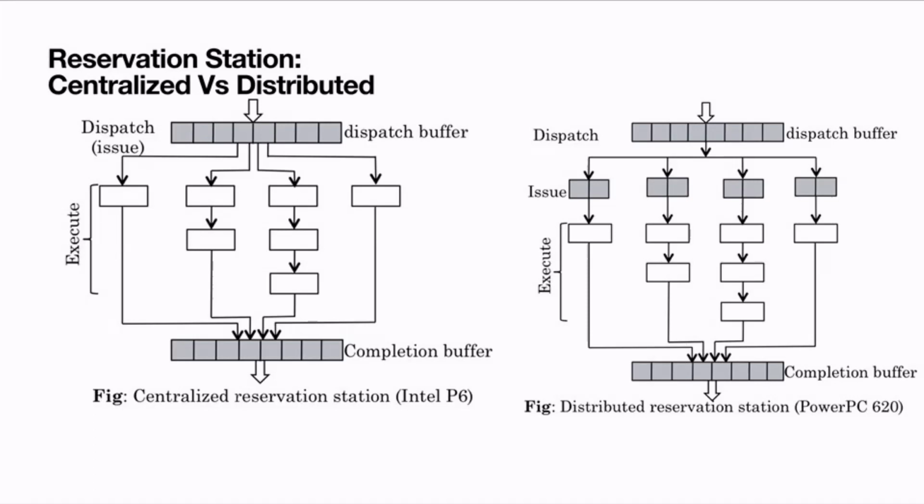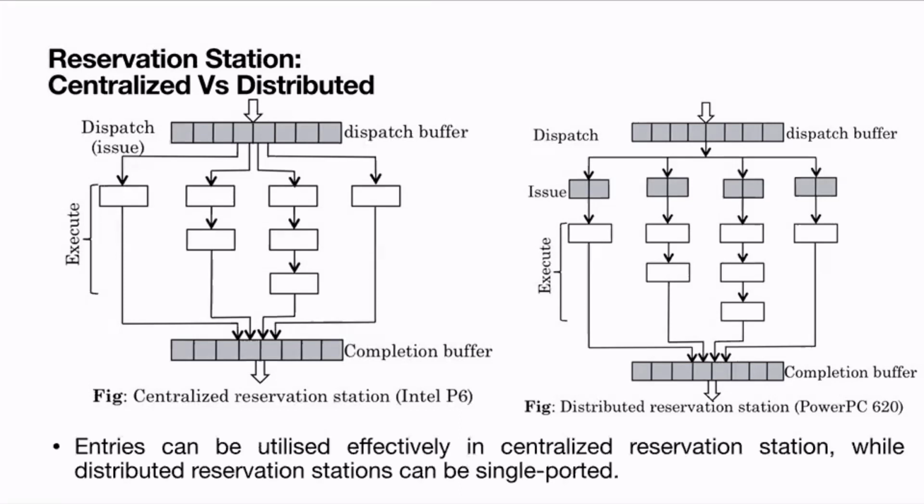But the distributed reservation station people say that if I have these simplified reservation stations and each has a single port, it is not going to consume more power and it takes less latency and so on. So again, there is no uniform design, but they have their own advantages and disadvantages. In summary, generally, if you have a centralized one, entries can be efficiently utilized. In the distributed one, you'll have a single ported reservation station, and that is beneficial in terms of reducing the access latency and the power.